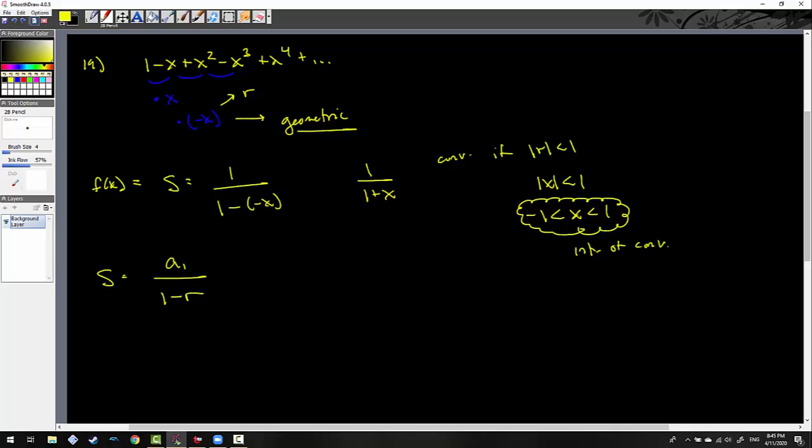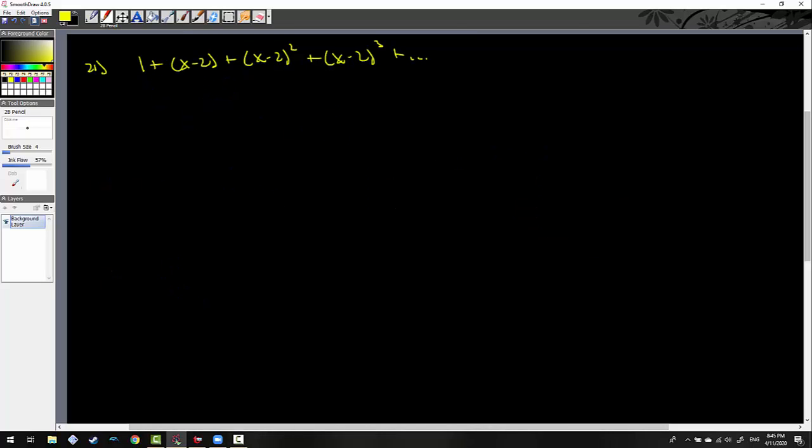So that is it. Number 21 is done the exact same way. So let's go and take a look at it. All right, let's take a look at number 21 right here. Again, it looks like the r is equal to x minus 2. That's how we're advancing each time. So if I was to write a formula for this, f of x would be a sub 1 over 1 minus r, so that would be 1 over 1 minus the quantity x minus 2. So that would be our formula.